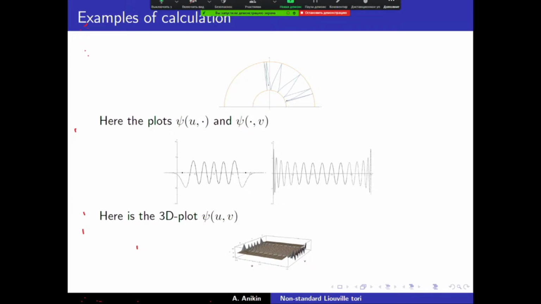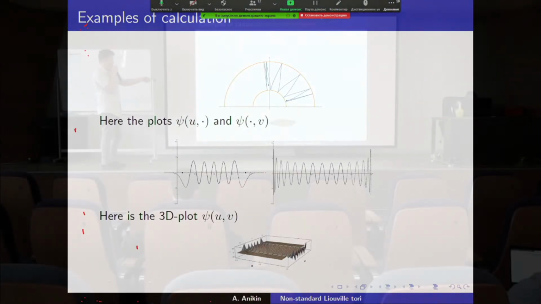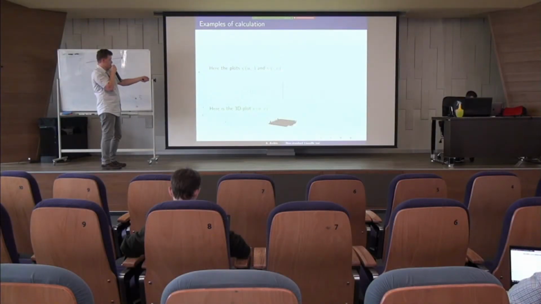For example, in the third case, you can construct plots of the solution either when variable u is fixed or when variable v is fixed. Okay, for example, if u is fixed, then you have something like this. These two points correspond to this caustic and this caustic, and so our solution vanishes when we go away from these two points. And here it is a function of u.